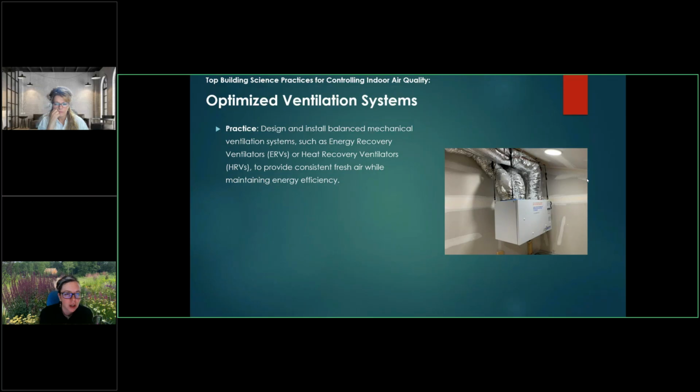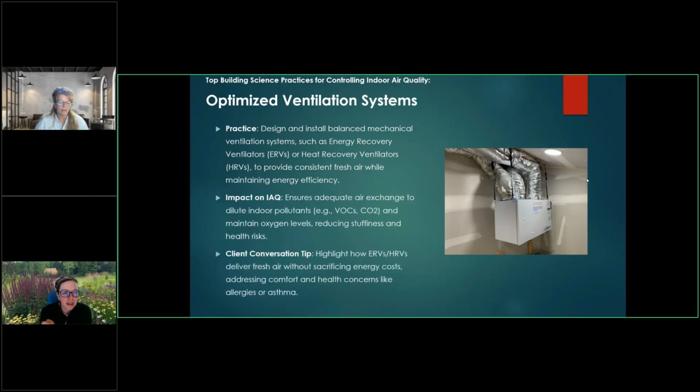We often get asked, what's the cost of running ventilation? That's significantly less than the cost of your health. The impact on indoor air quality is it ensures adequate air exchange to dilute the indoor pollutants, whatever they might be, and maintain oxygen levels, reducing stuffiness and health risks. If you work from home, it reduces the CO2 in the office, like everybody who has that slump after lunch in their home office. We highlight with our clients how ERVs and HRVs deliver fresh air without sacrificing the energy costs and address comfort and health concerns such as allergies, asthma, and sleeping better at night.